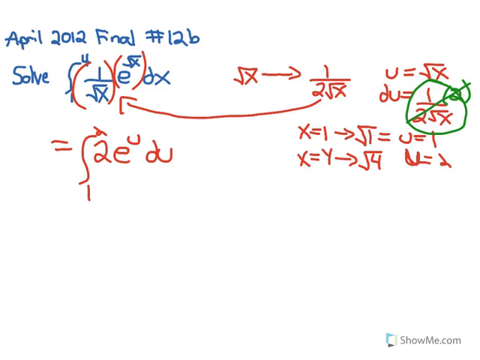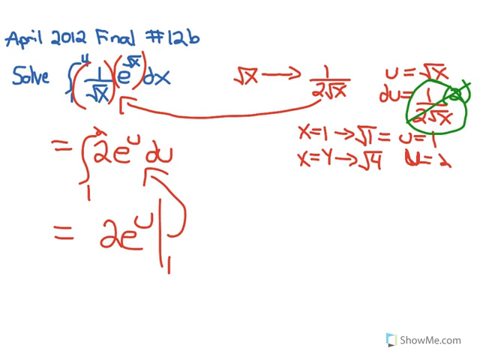Now this looks like a pretty straightforward integral. We know the integral of e to the u is just e to the u, so this is 2e to the u. Again, you can check by deriving this answer. Whenever we get an answer to an integral, we can take the derivative of the answer and make sure we get back to the original. The derivative of 2e to the u is 2e to the u. Yes, that is right.